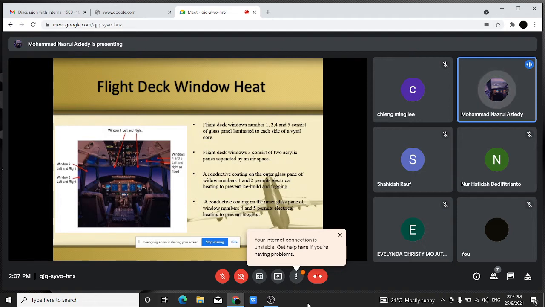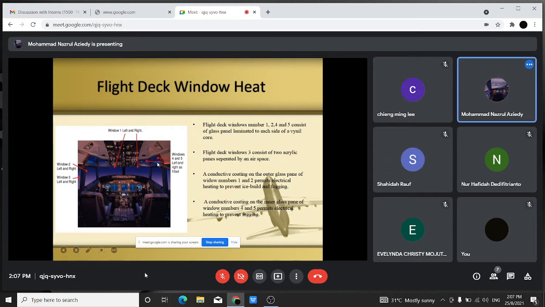So the flight deck windows numbers 1, 2, 4, and 5 consist of glass panes laminated to each side of a vinyl core. Flight deck window number 4 has an additional vinyl layer and acrylic sheet laminated to the inside surface. Flight deck window number 3 consists of 2 acrylic panes separated by an airspace. So this is window number 1, this is number 2, this number 3, and this is number 4 and 5.